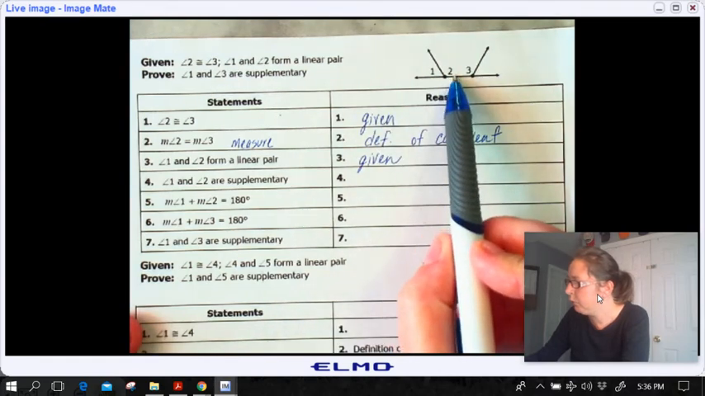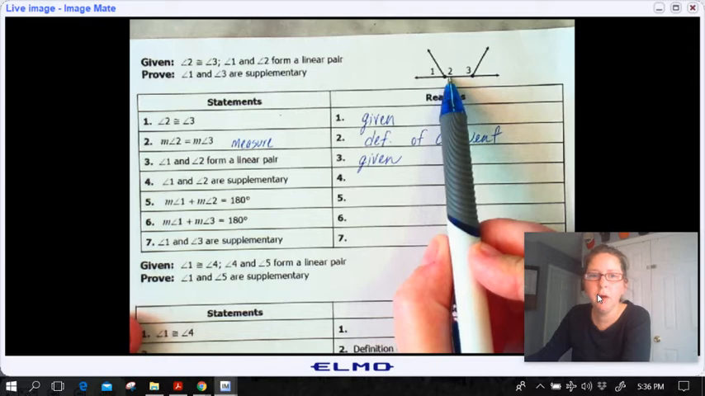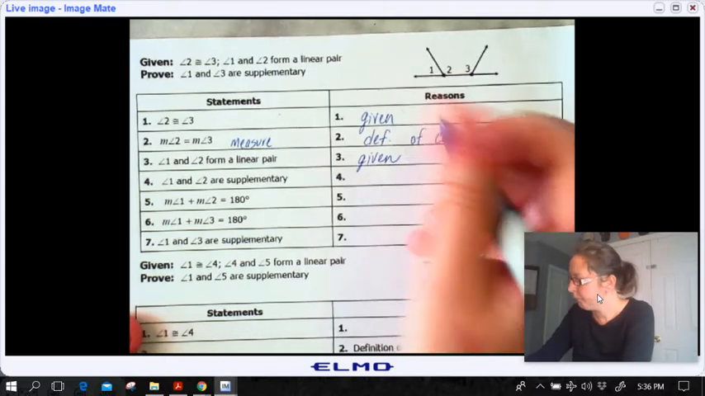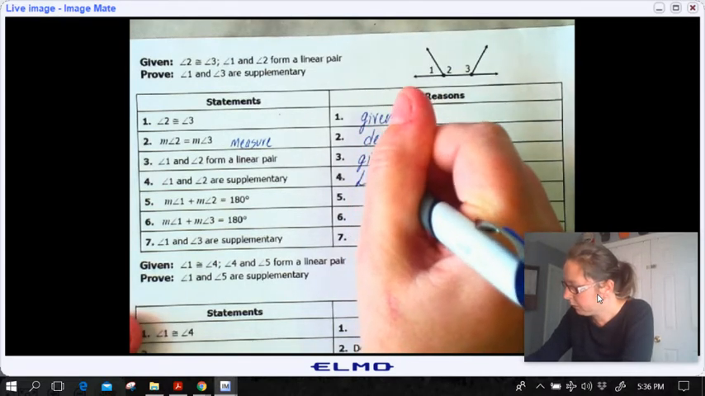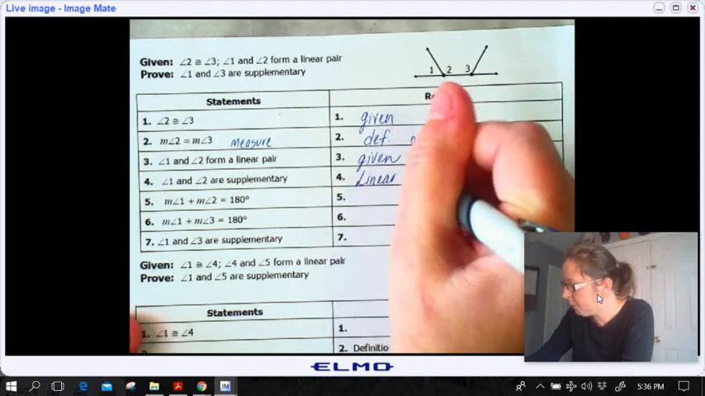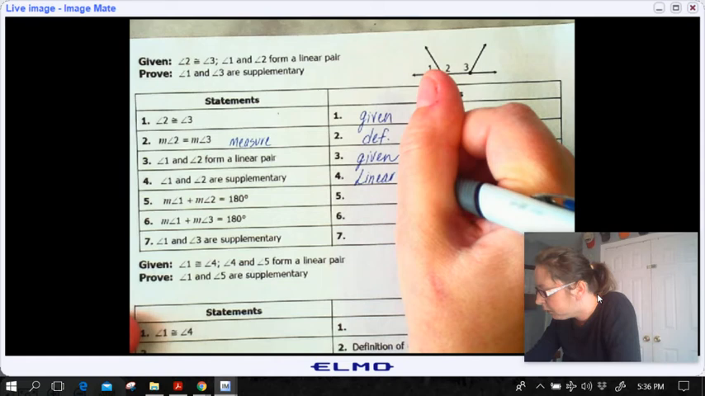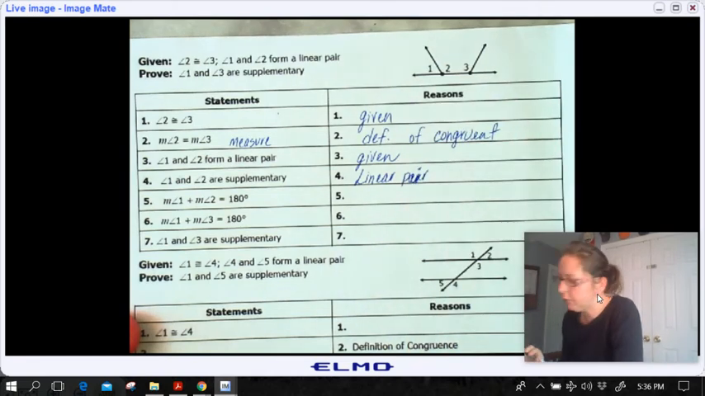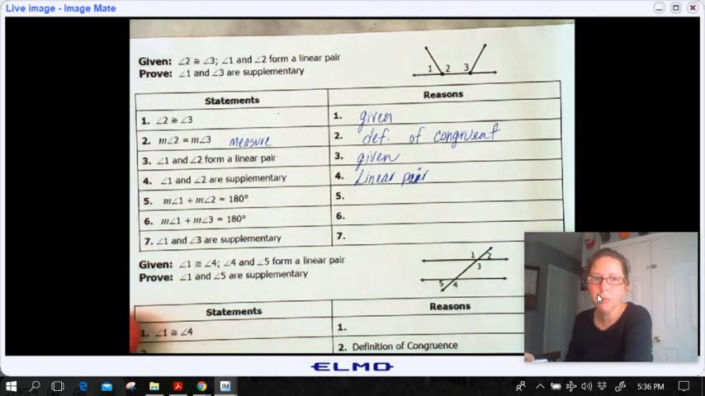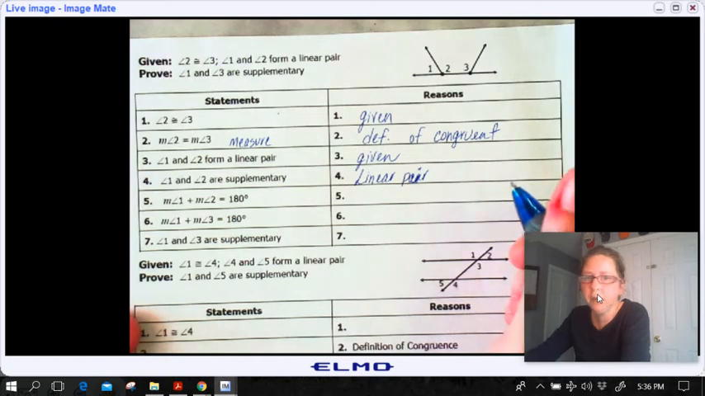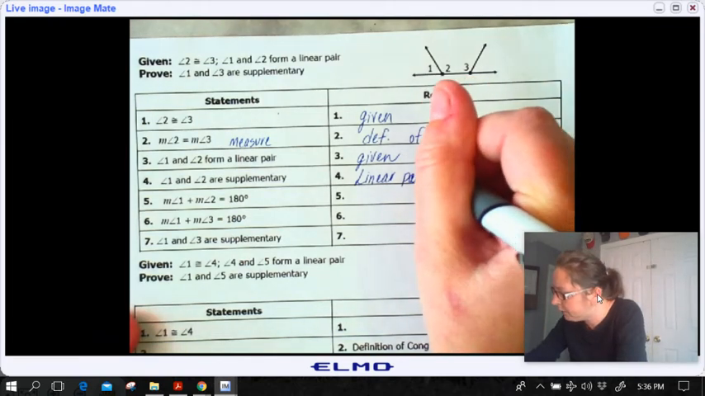Angle 1 and angle 2 are supplementary. How do I know that? Because they are a linear pair. Okay. They are a linear pair. Well, I spelled pair wrong. Okay, so they're a linear pair. Linear pairs equal 180 degrees.